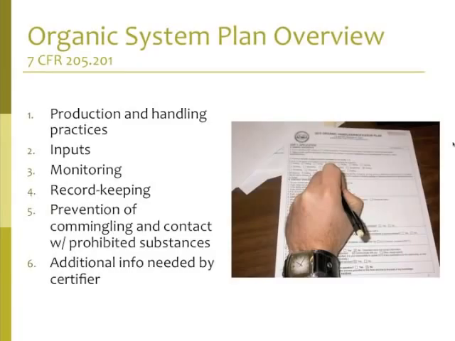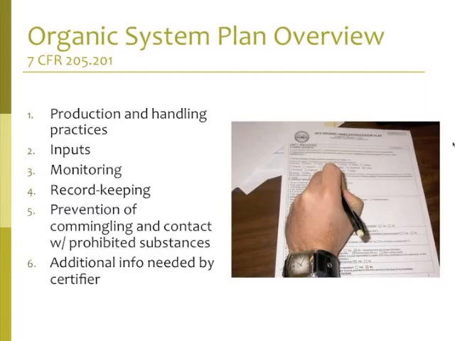All right, so this slide lays out the basic requirements of an organic system plan, and the section of the regulation, 7 CFR 205.201, covers each of these points. Every organic producer has to develop an organic system plan that's approved by an accredited certifying agent. It needs to meet the requirements of the National Organic Standard and has to include these 6 things.